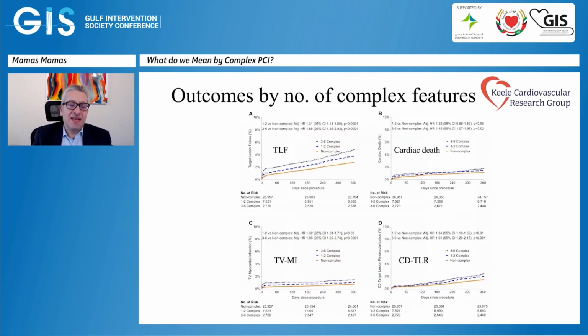And this, finally, is looking at outcomes by the number of complex lesions. And you can see that target lesion failure, cardiac death, target vessel MI, or clinically driven target lesion revascularization all increase as the number of complex lesion features increase. So you can see the greatest or the worst outcomes are in those with 3 to 6 complex features, whereas those with 1 to 2 have intermediate outcomes, and the best outcomes are in those with non-complex features.